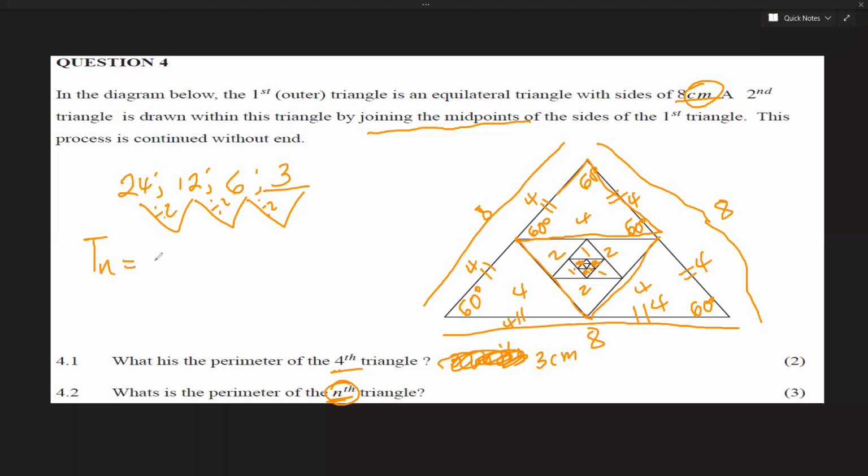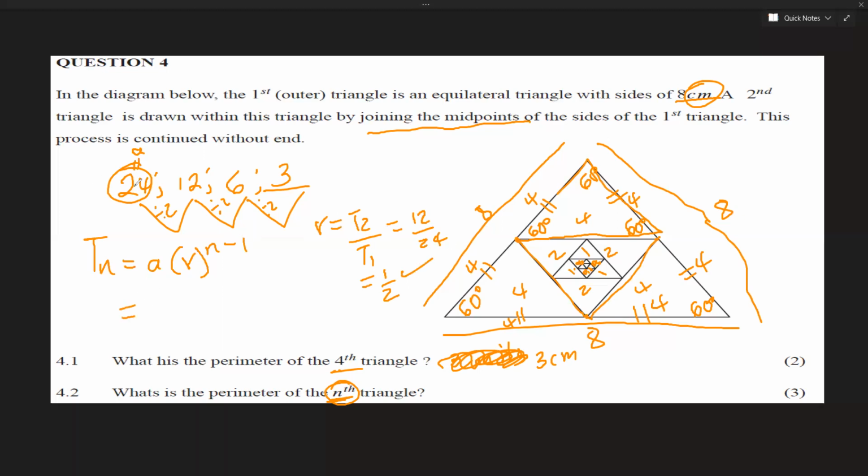So Tn equals A times R to the power n minus 1. A is the first term. The first position is your A. Then remember R, we get it by T2 over T1, which is 12 over 24, which is half. Or you can say T4 over T3 or T3 over T2. It doesn't matter which one. You'll always get the same answer.